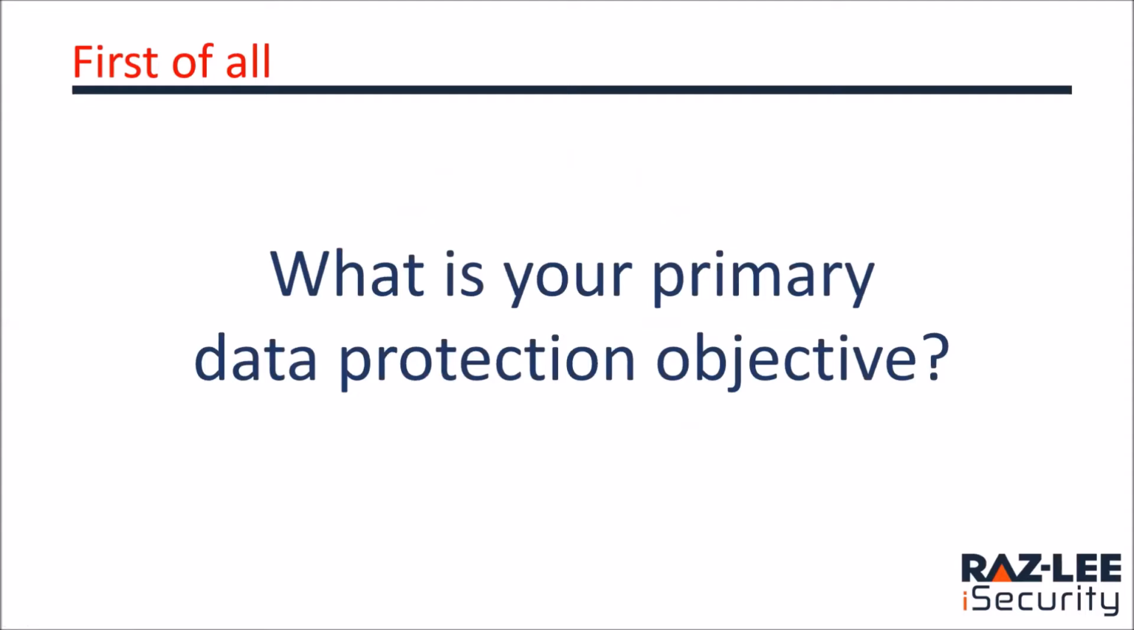First of all, we need to know what the primary data protection objective is. We need to identify the data that we will be protecting. There are many ways to know which data has to be protected, but most of them are about compliance regulations. We have to take the regulations into consideration because they have a very specific set of rules and policies that will help us with data loss prevention.